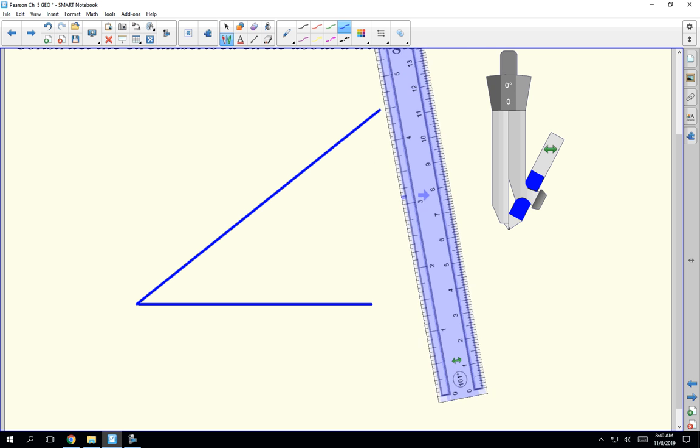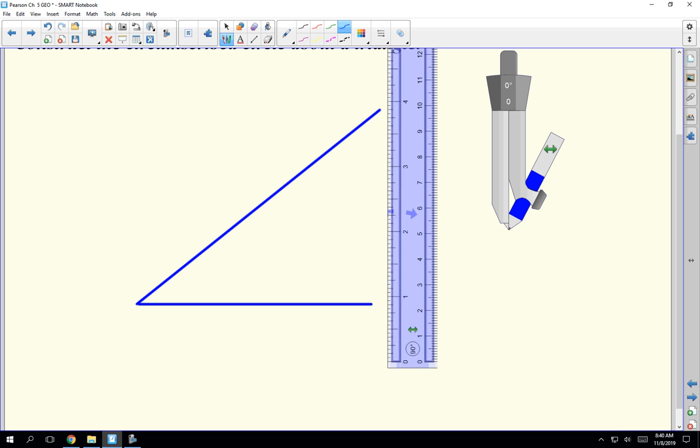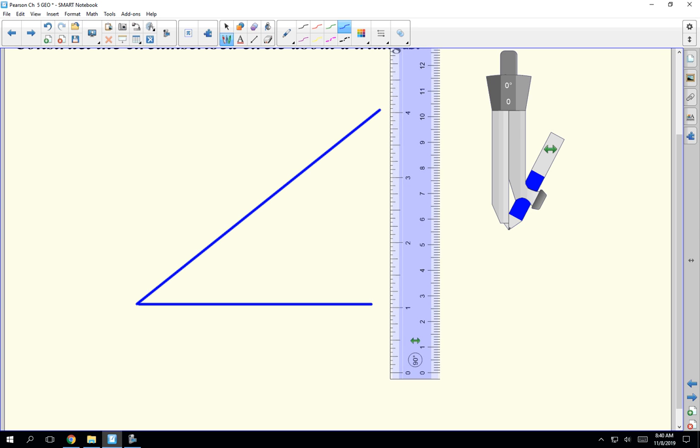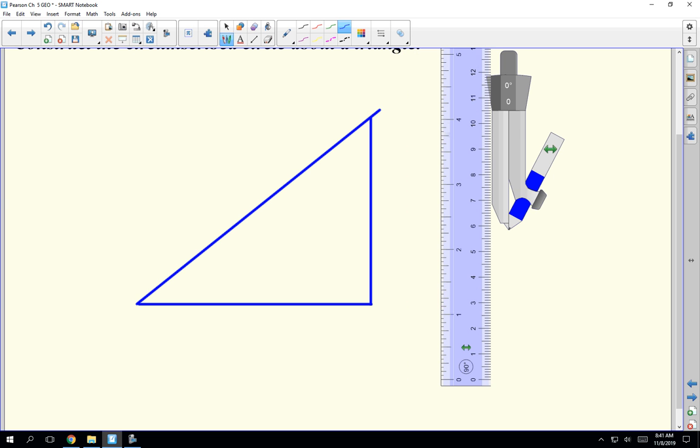My ruler's a little harder to use. No, that one isn't good. Okay, so here's what we'll do. Oh, there's too much. All right, so here's what we're going to do.